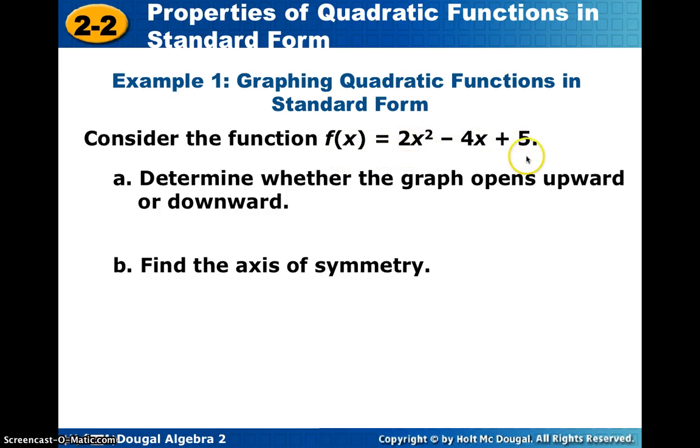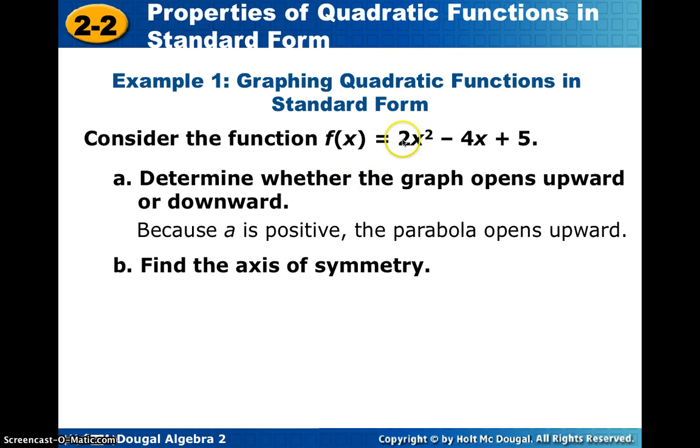Let's see, can we determine whether or not this graph is going to open upward or downward? Well, when I look at this, I see the 2. Because the 2 is positive, the graph is going to open upward. The value of a is positive, it's going to open up.